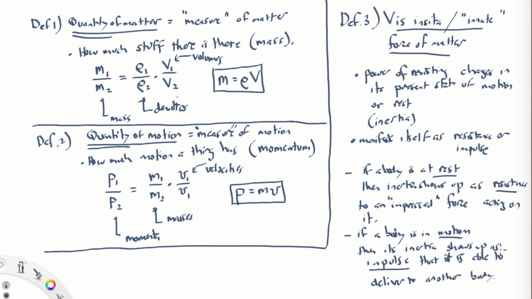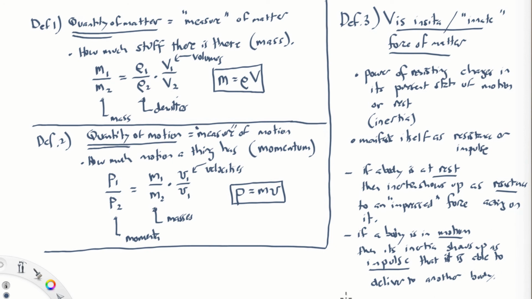Okay, so for example, your car, when it's driving down the road, it has inertia. So it's going to resist changes to its present state of motion or rest, right? And this car, because it's in motion, when it strikes something else, its inertia shows up as its ability to deliver an impulse to something else that it hits. So if it runs into, God forbid, a parked car, it delivers an impulse. It applies a force to that other object that it strikes. Okay, so inertia kind of has two ways of showing up.